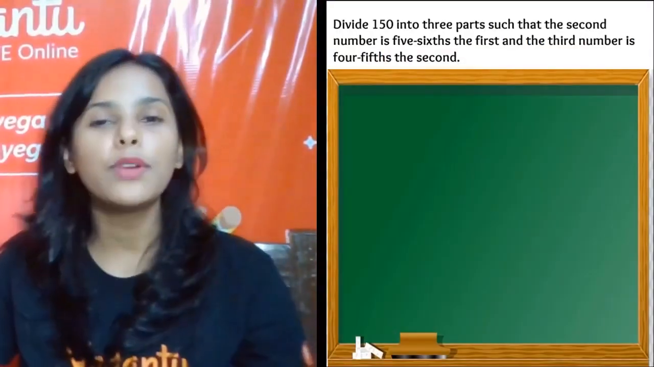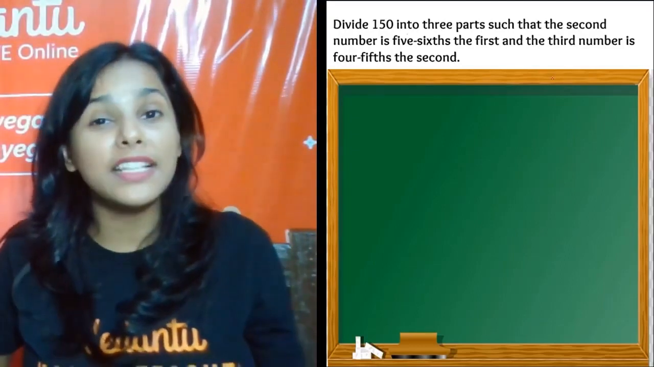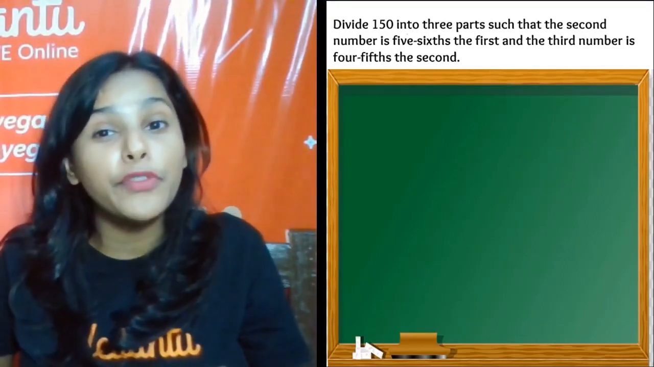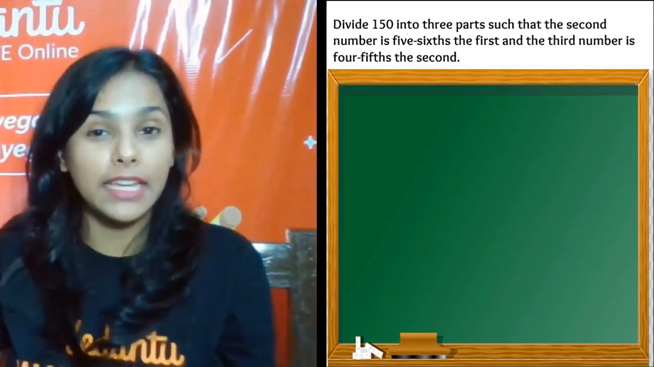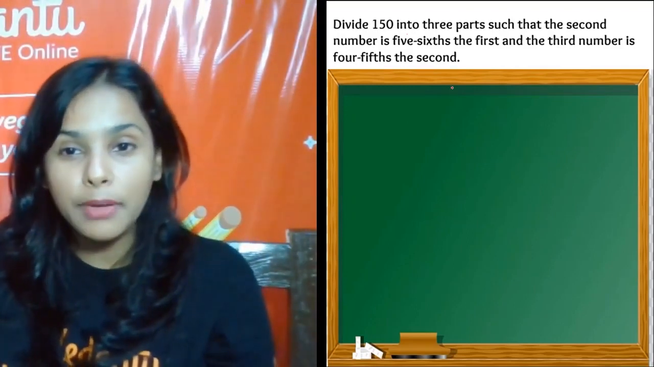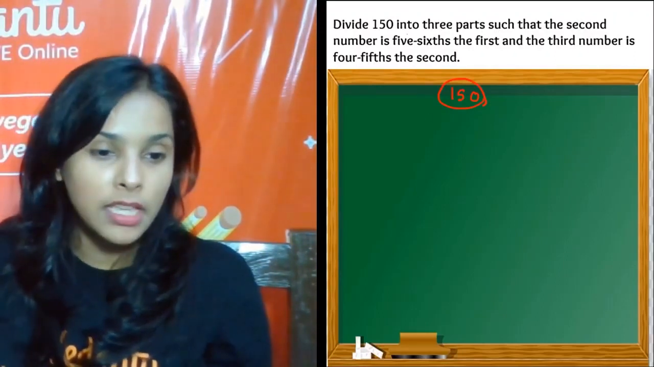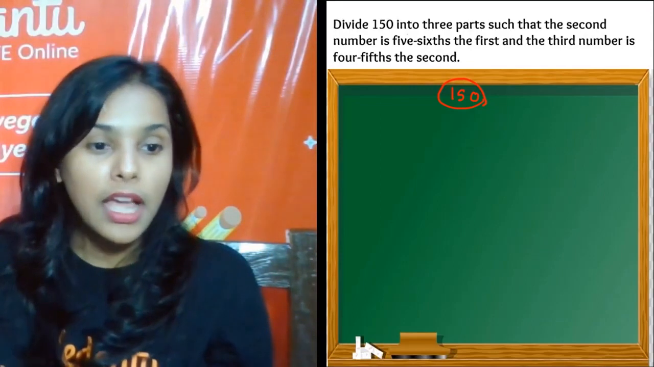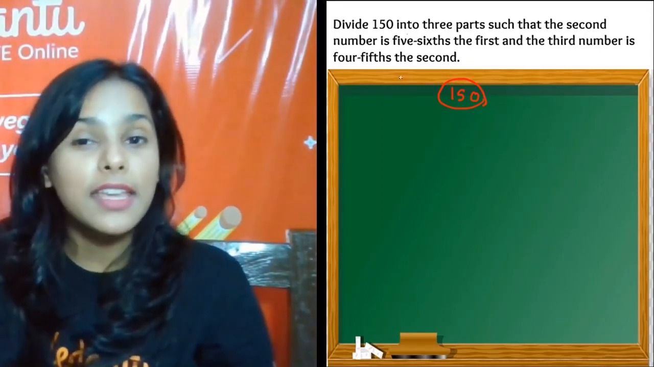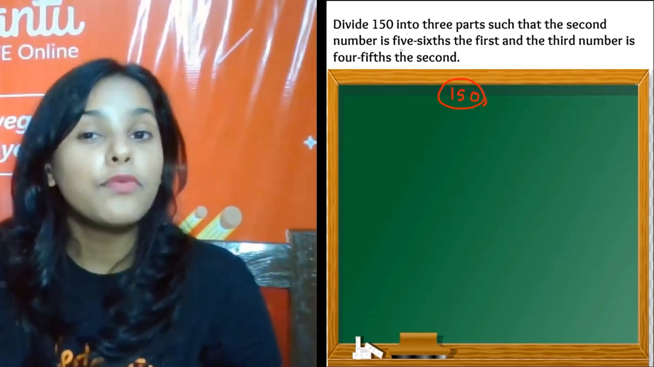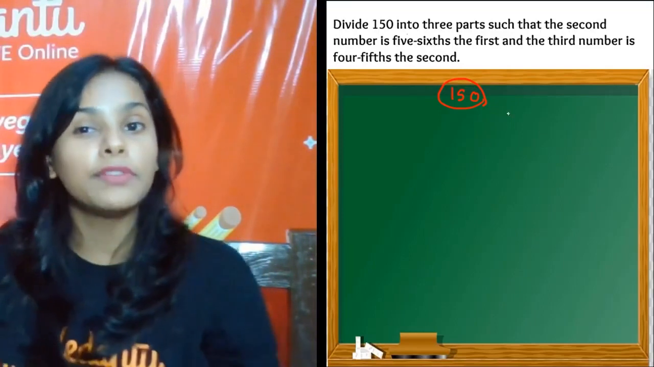Okay. Now guys, let's solve this question. Divide 150 into 3 parts such that second number is 5 by 6 the first, and third number is 4 by 5 the second. मतलब आपके पास एक number है 150 and you are dividing it into 3 parts. 3 parts, ठीक है, आप इसको कितने parts में divide कर रहे हो, 3 parts में. So that the second part is 5 by 6 the first and third part would be 4 by 5 the second.